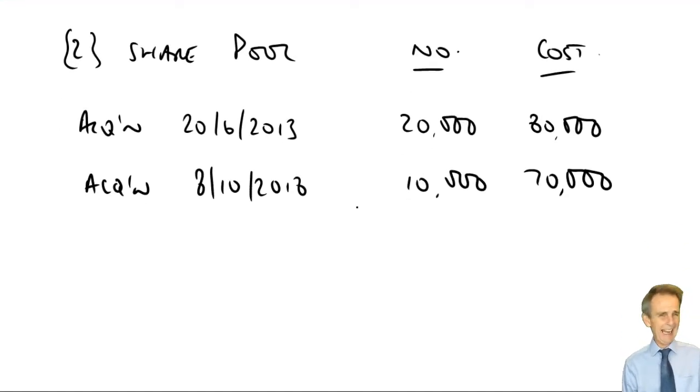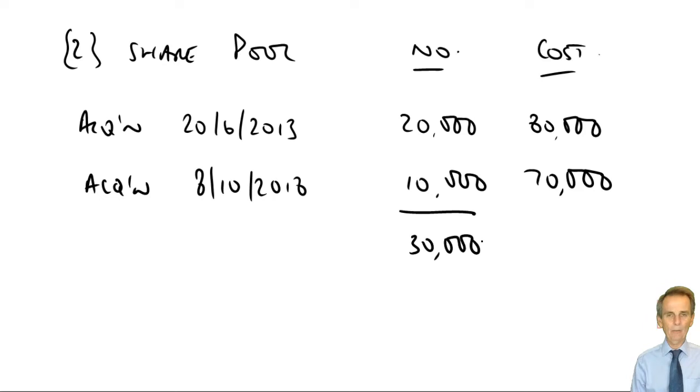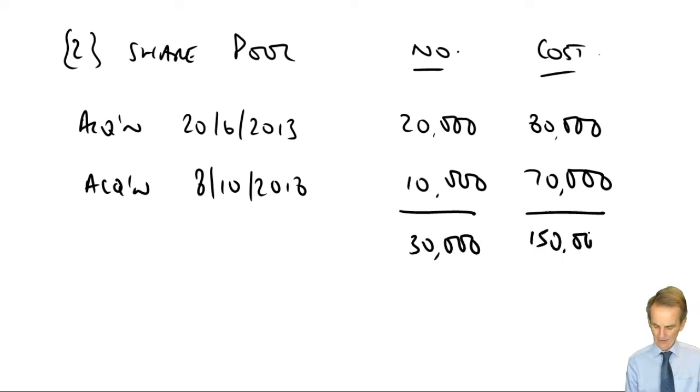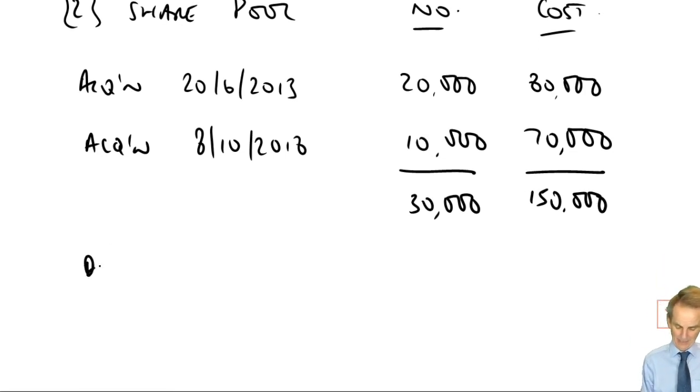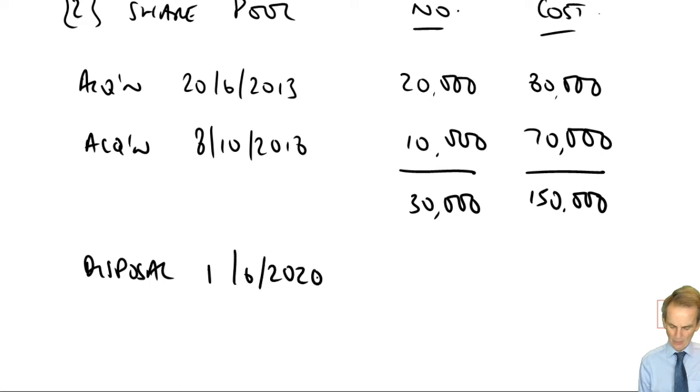Do you know how to add numbers together and then divide? I think you do. So 20 plus 10. In the share pool, at the point of disposal, there are 30,000 shares that have cost, conveniently, £150,000. Now, we have a disposal at the 1st of June 2020.